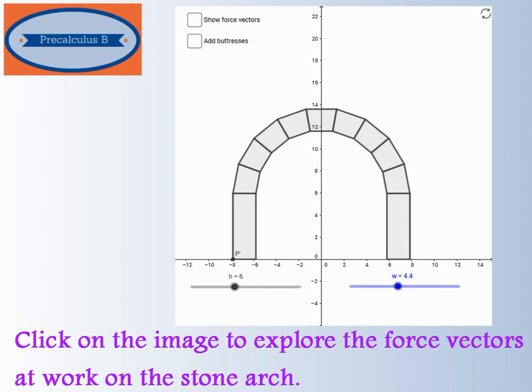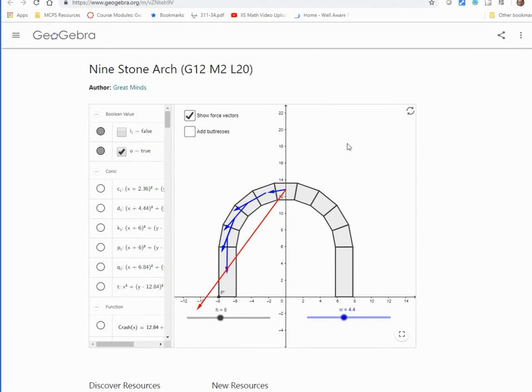So here is that 9-stone arch. Let's pull that up. All right, so here we have it. We have this 9-stone arch, and notice I have these different force vectors. When I click on the force vectors, we can see a couple things. We should be able to note that the blue arrows represent the forces at play with each individual stone in the arch. As we add those forces together, the resultant force is going to be the red arrow drawn.